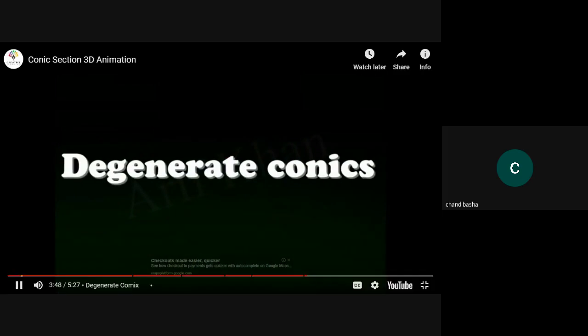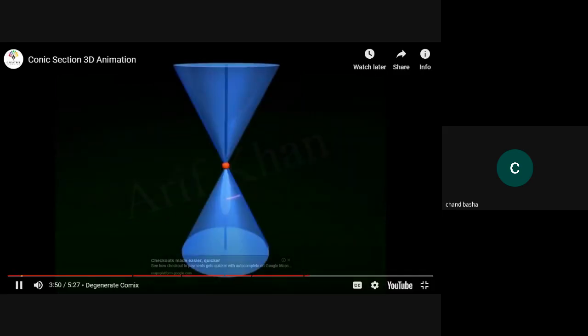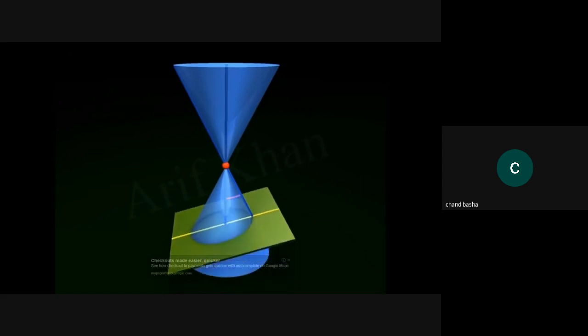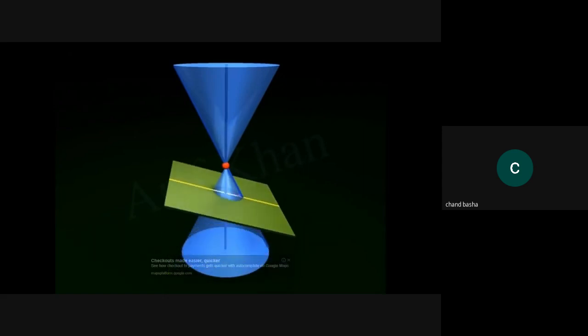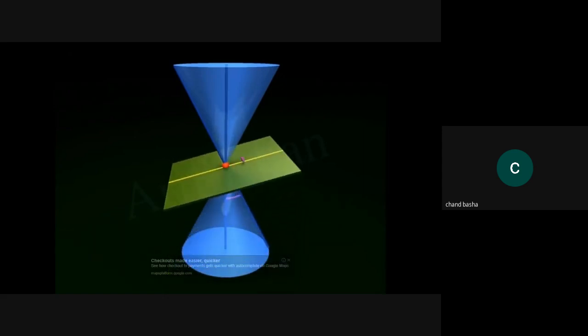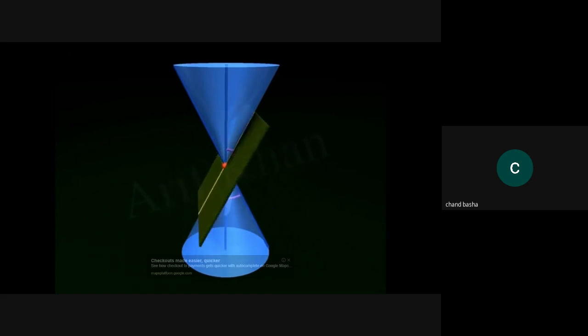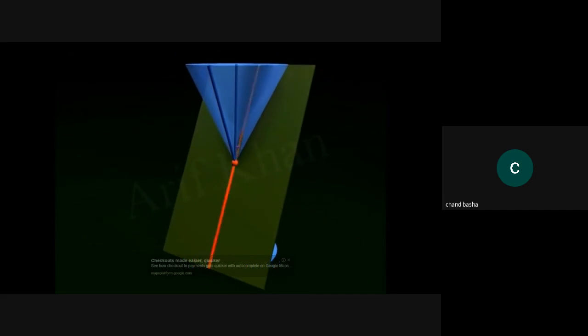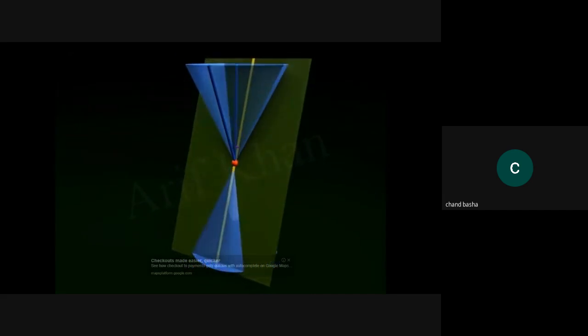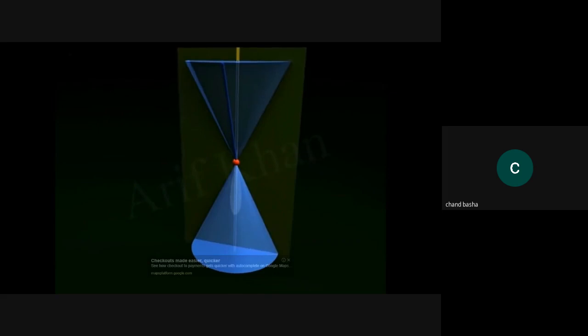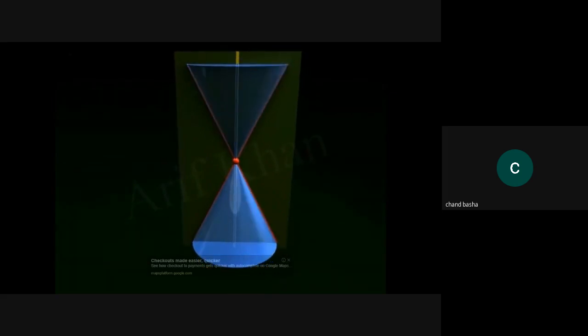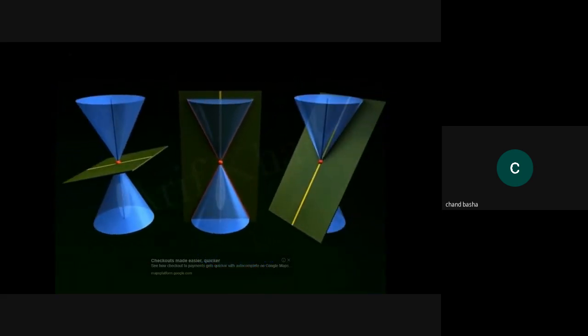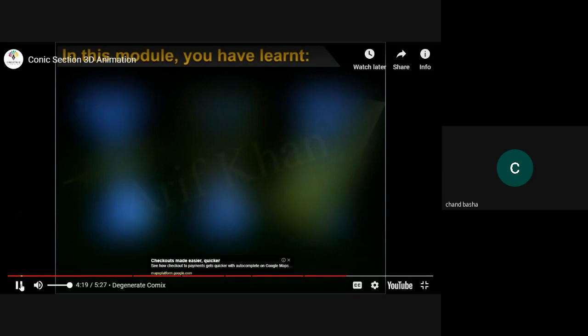Degenerate conics. If the plane intersects the double right circular cone at its vertex, the ellipse becomes a point, the parabola becomes a line, and the hyperbola becomes two intersecting lines. The figures so obtained are called degenerate conics. In this module, you have learned.